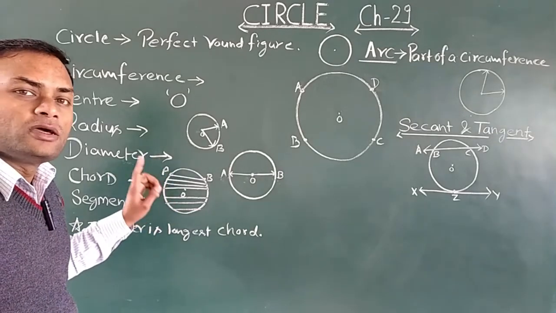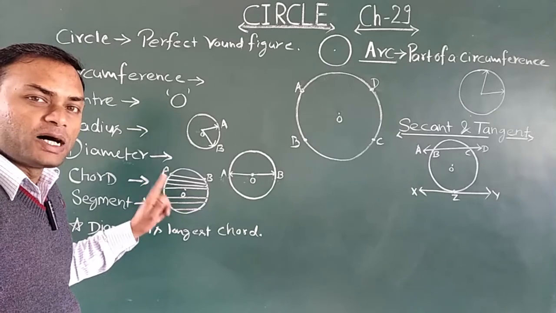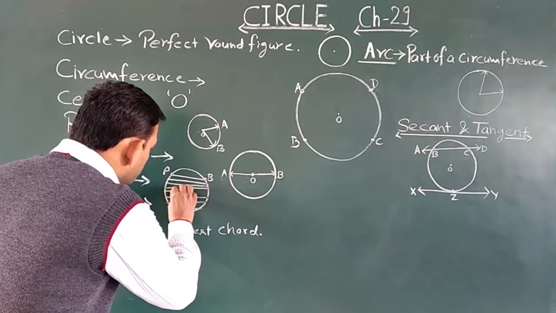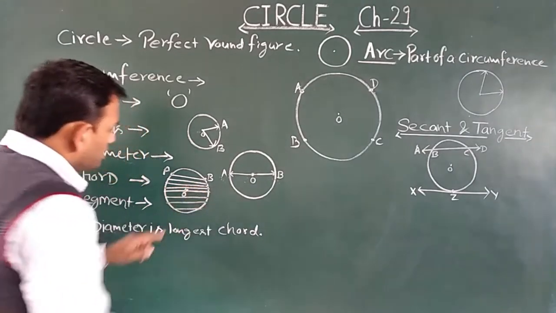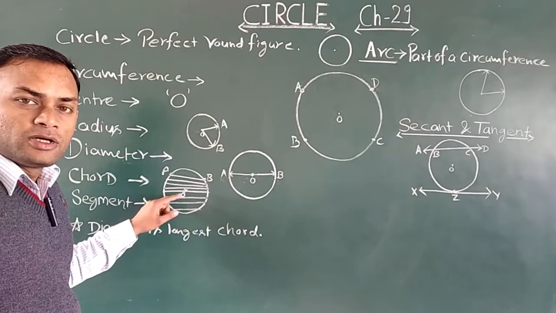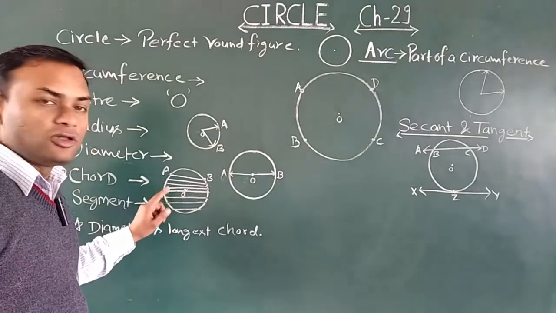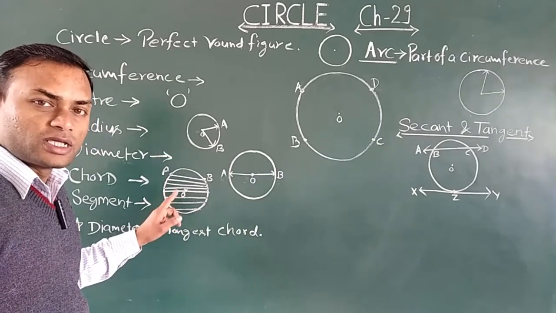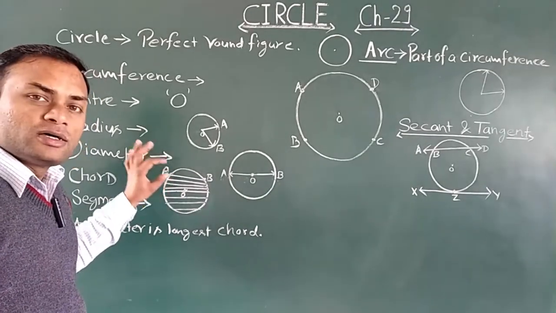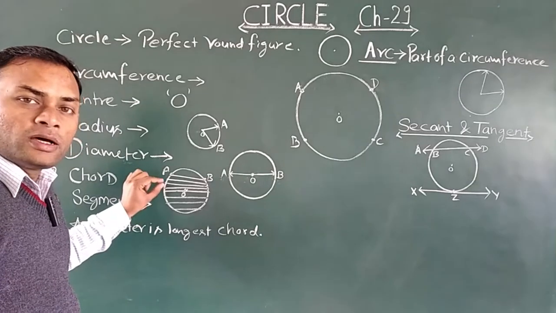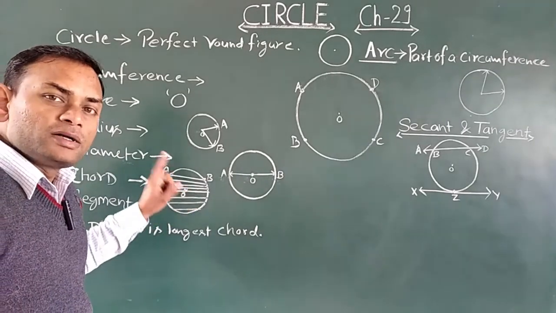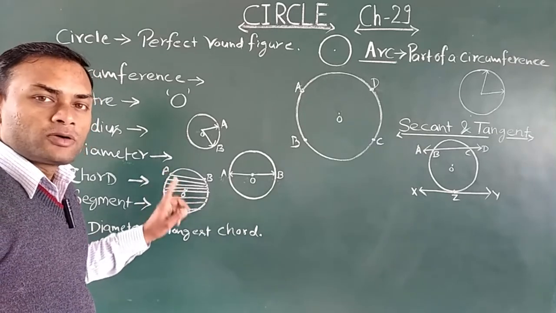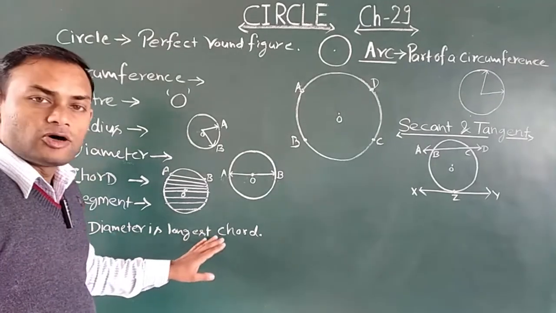But chord should not be passing through the center. If chord will pass through the center, it will be called the diameter. If any chord is just passing through the center, this chord will be called the diameter. So we can say that the diameter is the longest chord of a circle. Chord never passes through the center, but when a chord passes through the center, it becomes the diameter. Got it? So that's why diameter is the longest chord.